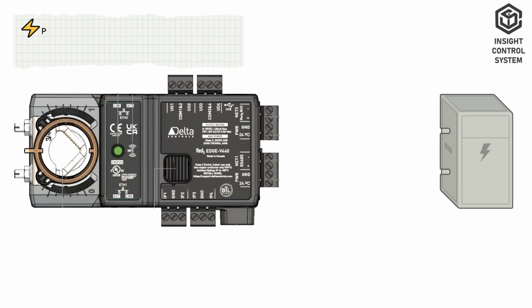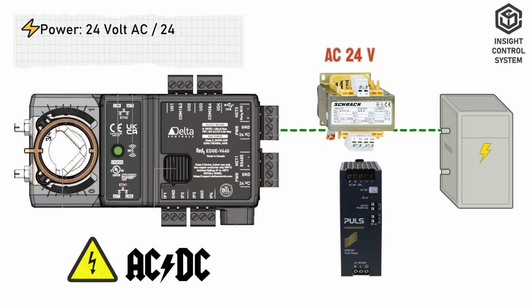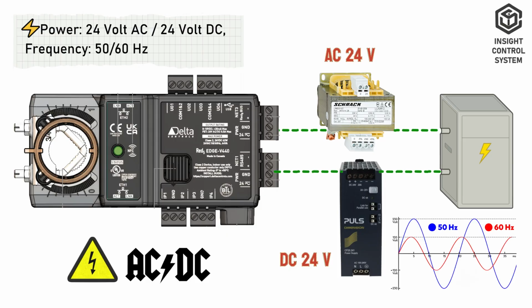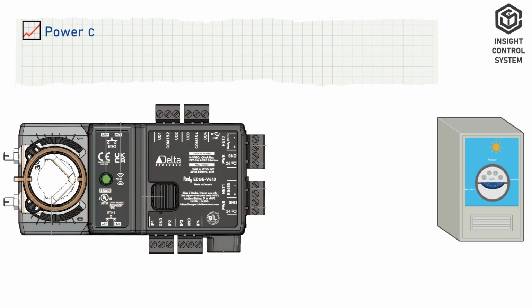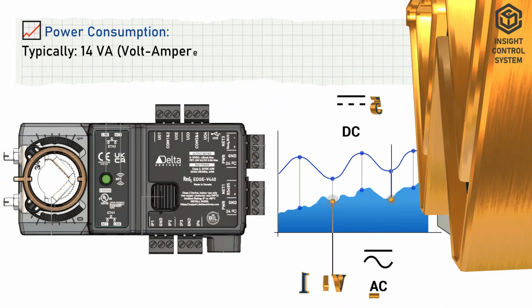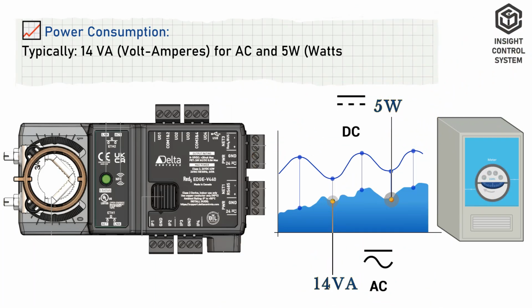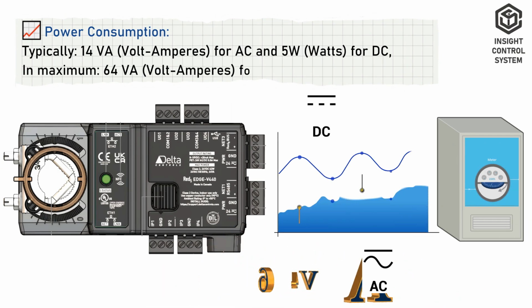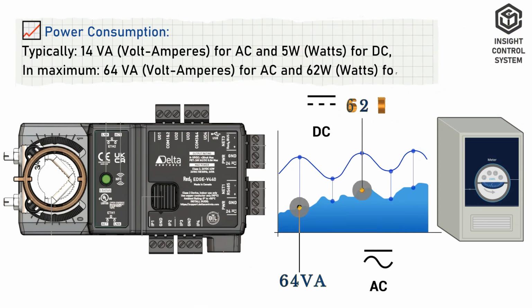Electrical data. The device supports both 24-volt AC and DC power supply. Frequency is 50 or 60 Hz. Power consumption. Under normal operation, it uses much less power, 14 volt-amperes for AC and 5 watts for DC. At maximum, 64 volt-amperes for AC and 62 watts for DC.